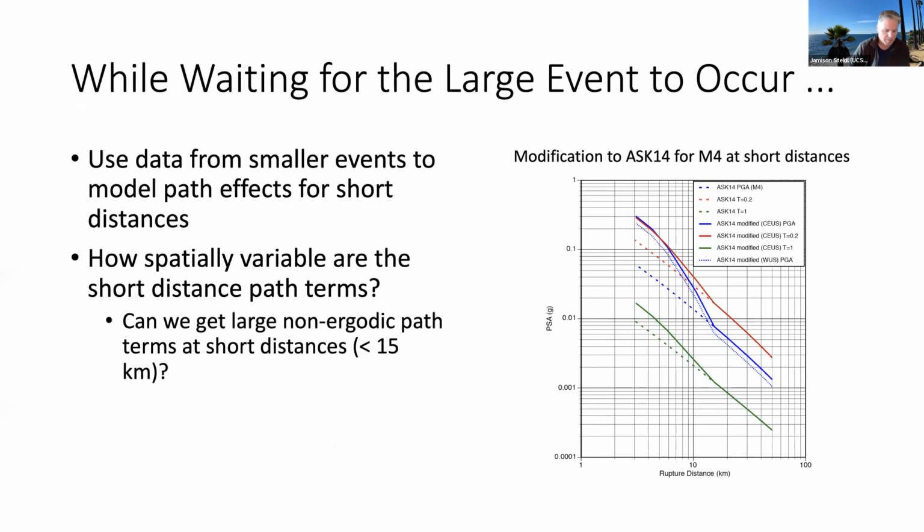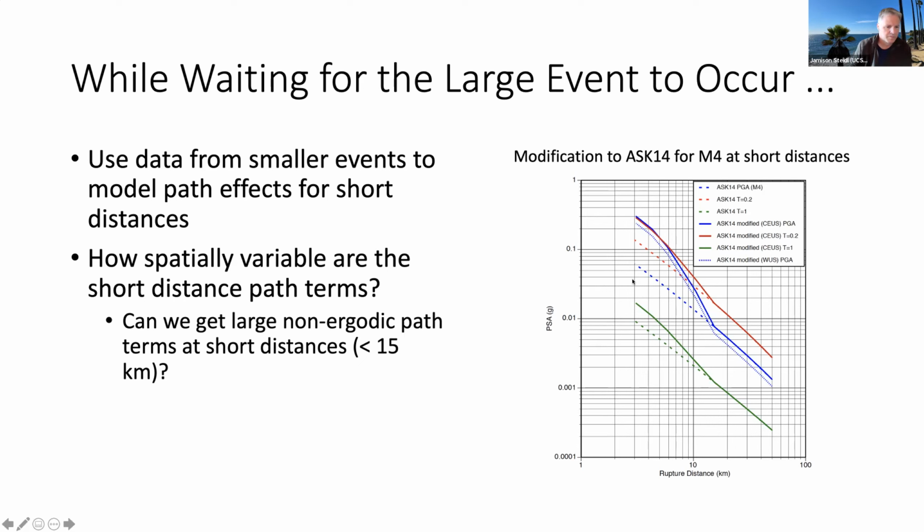While waiting, we'll assume lots of small magnitude data, and what can we do for all of that? It's really getting at path effects for short distances. Gail alluded to that in asking about the cells approach on non-ergodic, that's Q, which shows up at large distances. But what about the effects of the 3D velocity structure at short distances that we really care about? And in particular, how spatially variable are these short distance path terms, and can we really start to get at these at less than, say, 15 kilometers?